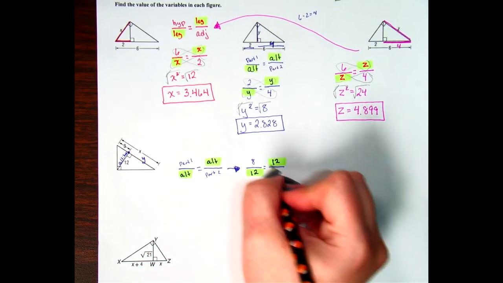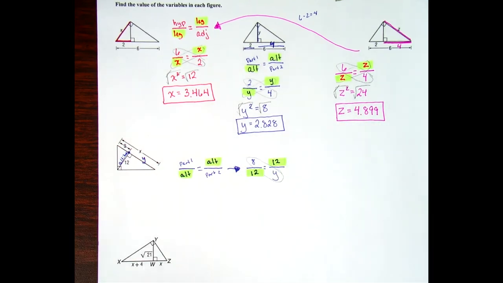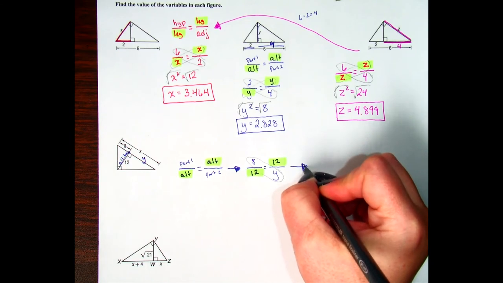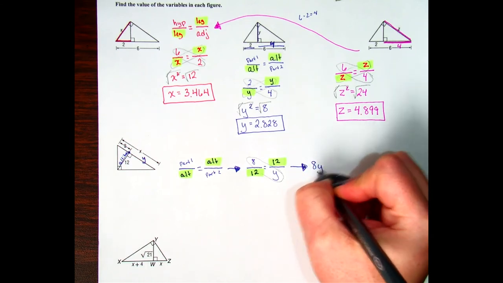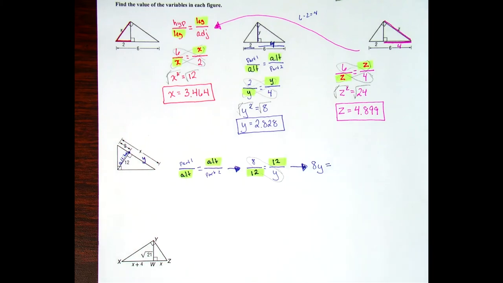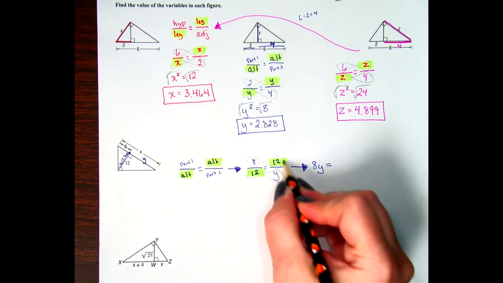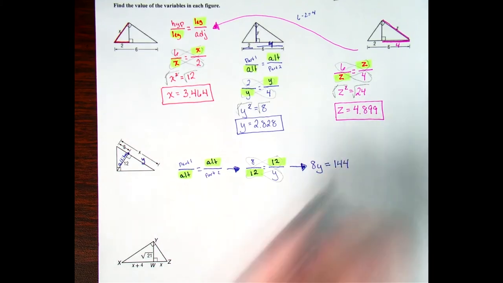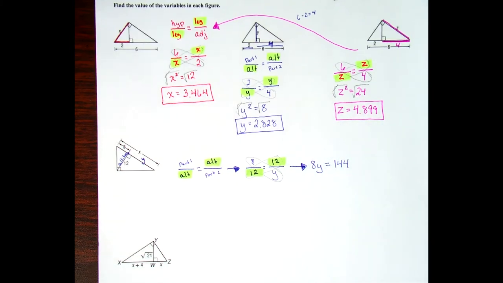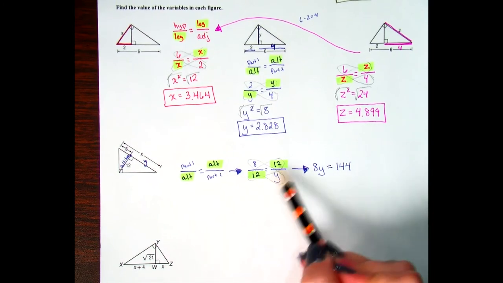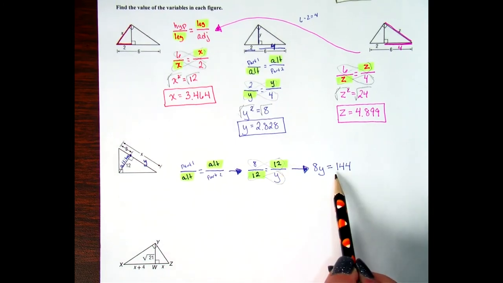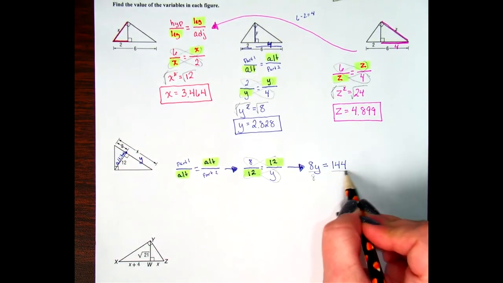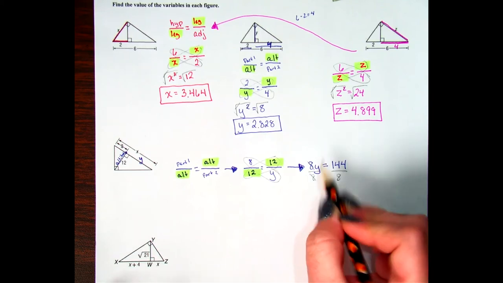Okay? So now I'm going to cross multiply, and I'll get 8 times y, which is 8y, equals 12 times 12, 144. 12 times 12 is 144. And now, this time I don't have to square root, because notice they gave me my geometric mean. I don't end up with anything squared. I need to get rid of that 8, so I just need to divide both sides by 8. I don't have anything squared this time, so there's no square rooting necessary.